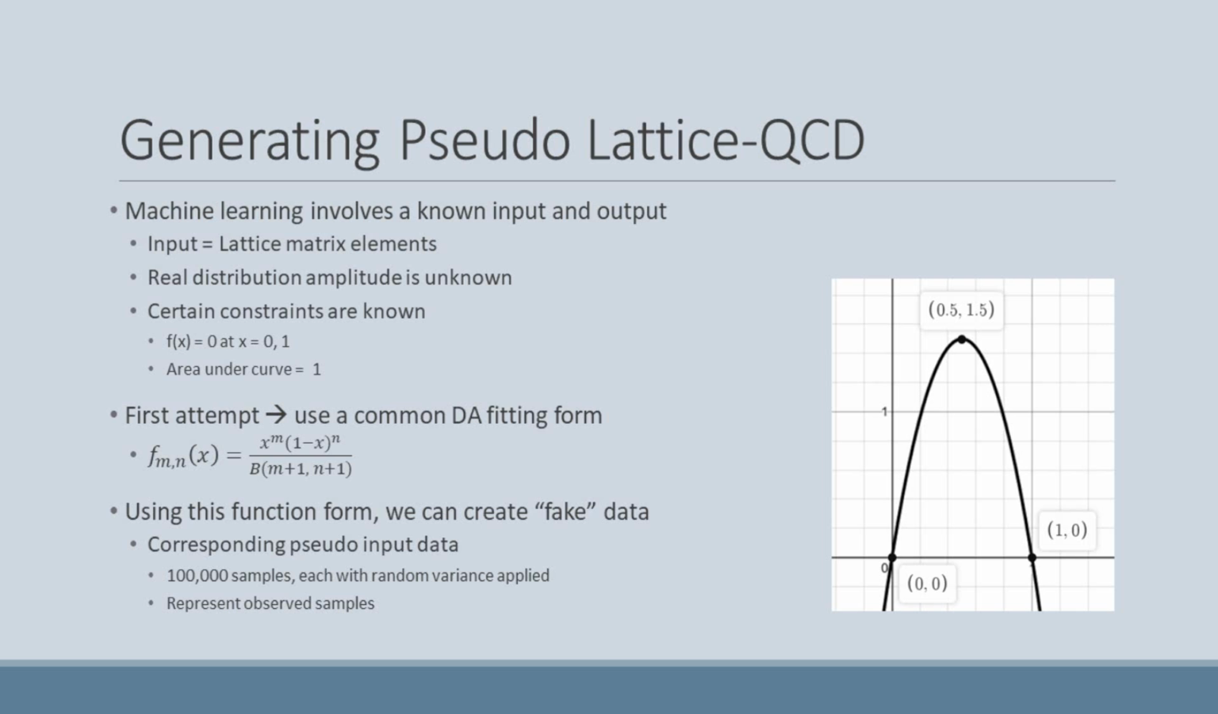Since this is the first attempt to extract distribution amplitudes from real lattice matrix elements, we use a common distribution amplitude fitting form. This form is plotted on the right in order to graphically show that these constraints are being met. Using this function form, we can create fake or pseudo data. With corresponding pseudo input data, we can create 100,000 samples, each of which have random variance applied. This represents observed samples if the data were actually real.